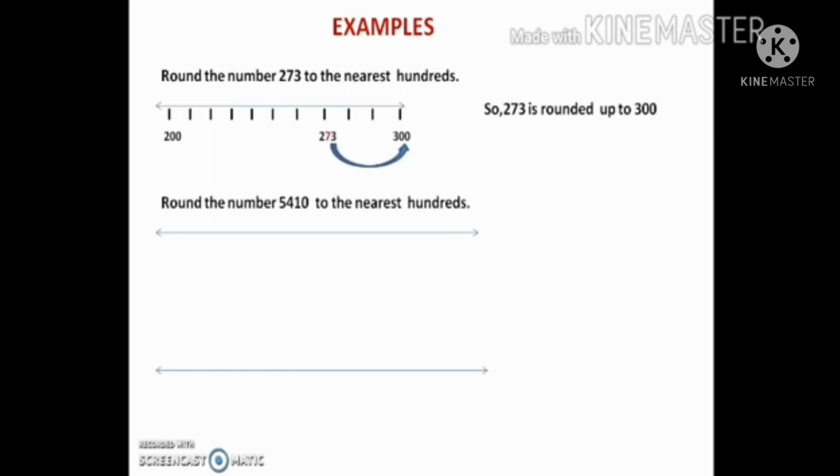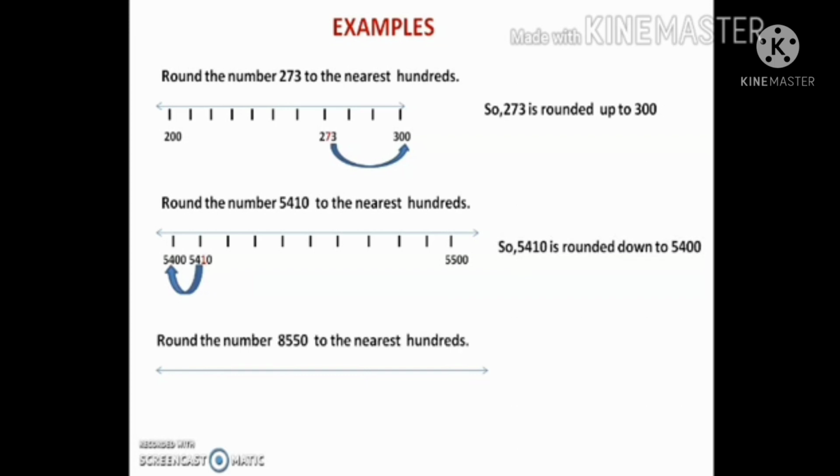Now, let us go for the next example, where the number is 5410. What is the digit in tens place? 1. And it is less than 5. So, it is nearer to 5400. So, the number is rounded down to 5400.